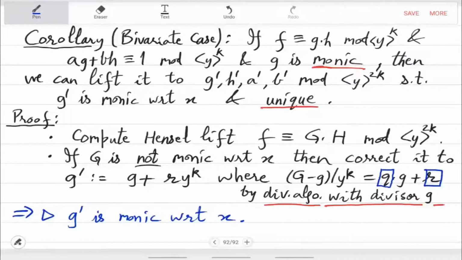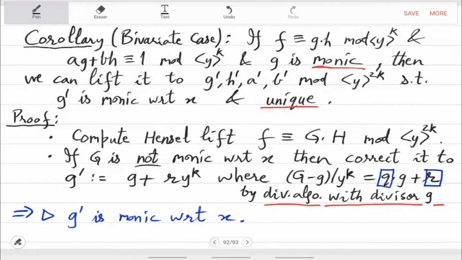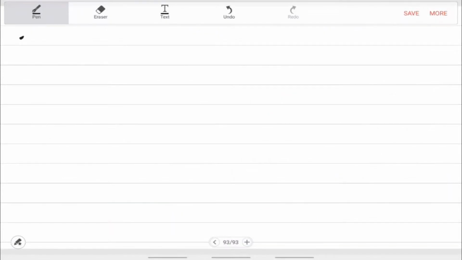And why is this G prime a factor of F? So that is a simple calculation. It's a factor only mod y to the 2k. Okay, it's a factor of F mod y raised to 2k. So why is that? H will change. Yeah, that is fine. H will change, but why is G prime a factor? When you are making G prime a factor, H will change accordingly. No. You cannot make a non-factor a factor. G prime already has to be a factor. So why is it a factor, independent of H? So let's do that calculation.